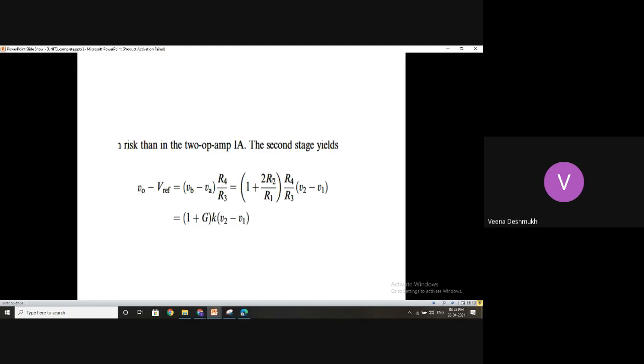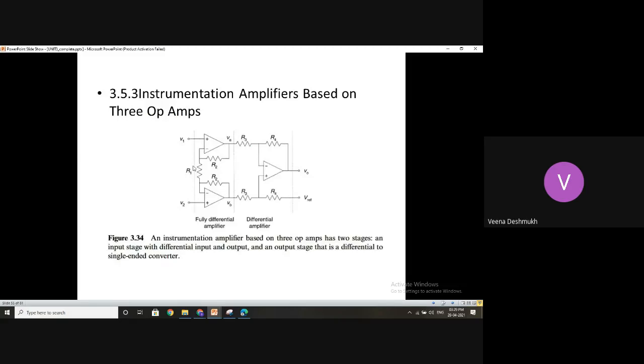So here, the second stage of this. What is the second stage? VO minus V reference. Now what is your VO? See, this is your VO. This is minus V reference. Why VO? Because here it is fed and here another terminal is V reference. So VO minus V reference, and they are fed through the same resistor R4.